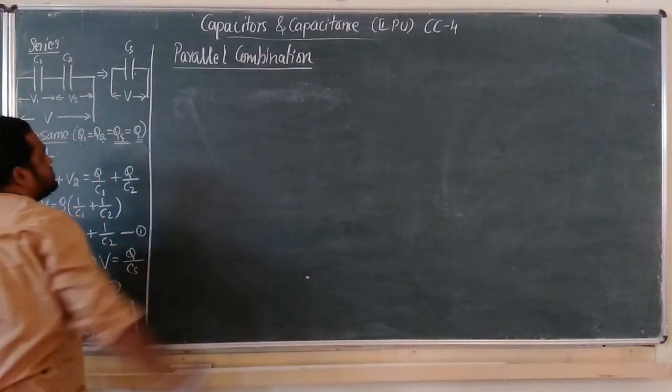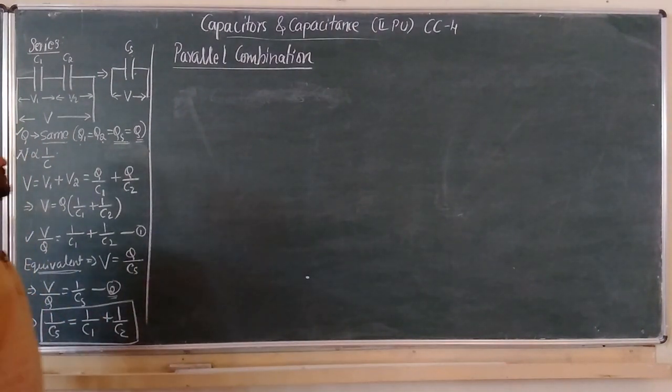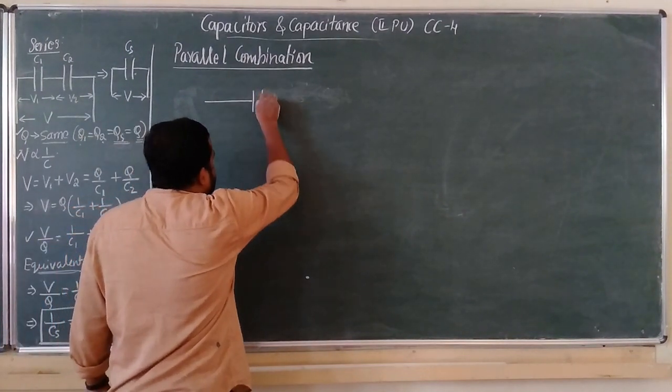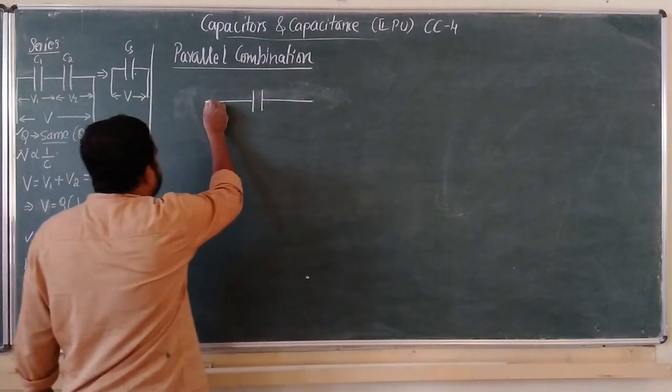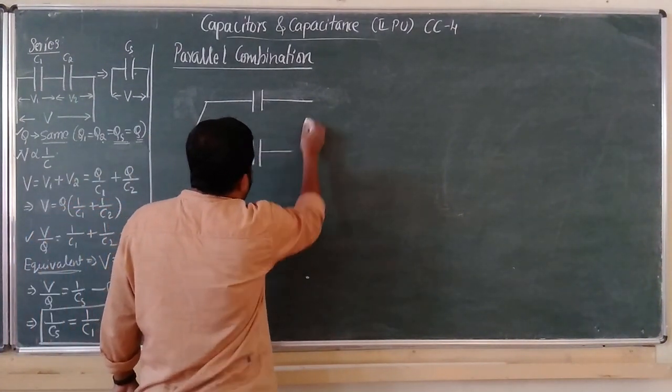Now with these ideas, let us move on to the next combination, that is parallel combination of capacitors. In case of parallel combination, two or more than two capacitors are connected between the same 2 points, like this.